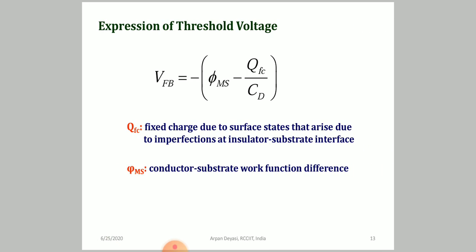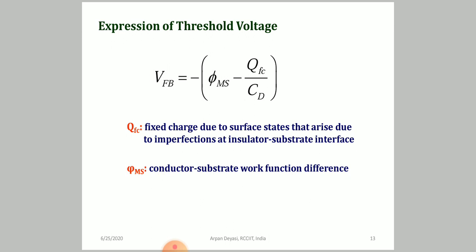Similarly, flat band, it will be the work function difference between metal and semiconductor at the flat band condition subtracted by the fixed charges, because there will always be some fixed charges because of the surface states. So the imperfections I have considered. If you consider it's a perfect material, then you will put QFC equals 0 and VFB equals minus of phi ms.